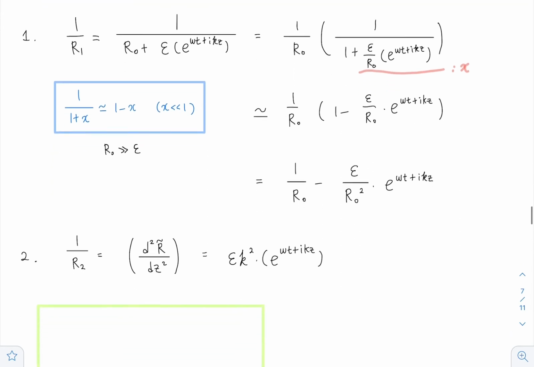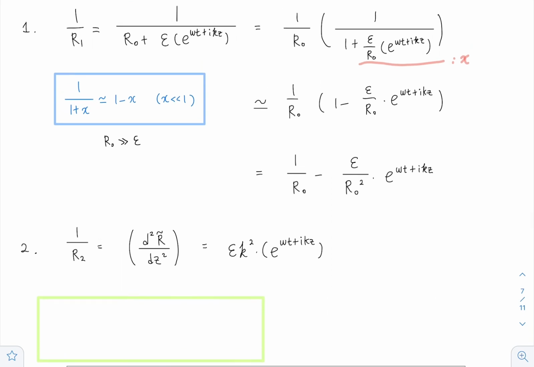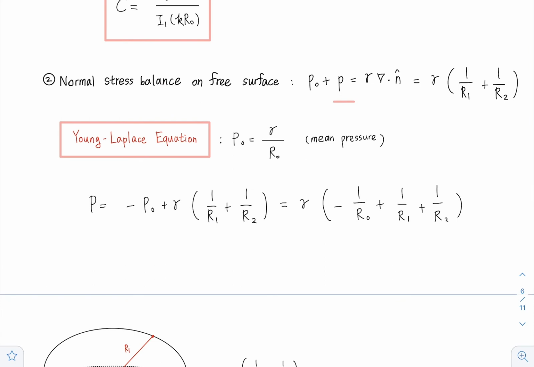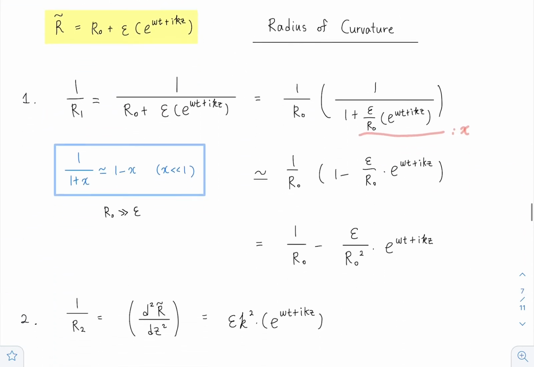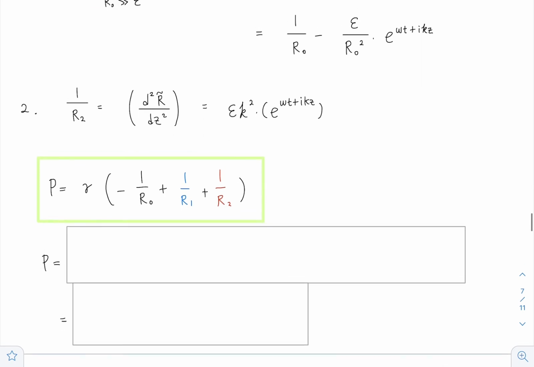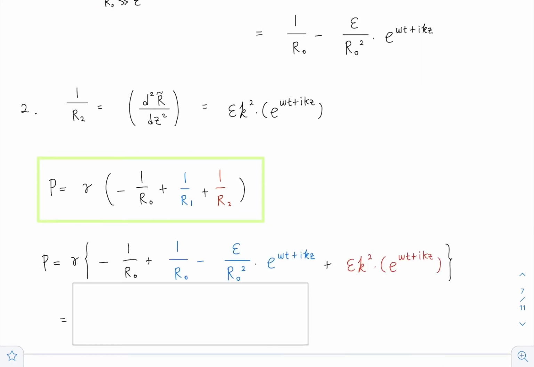Okay, let's plug these values inside. What do we get? Well, we just said here that P is gamma times minus 1 over R0 plus 1 over R1 plus 1 over R2. If you don't believe me, scroll up and see here, it's from our equation with normal stress balance on the free surface. We just have to plug in R0, R1, and R2. Therefore, P will become gamma times minus 1 over R0 plus this blue term and the red term.